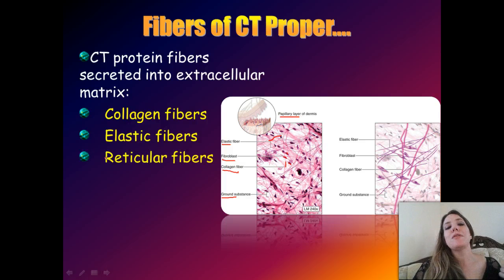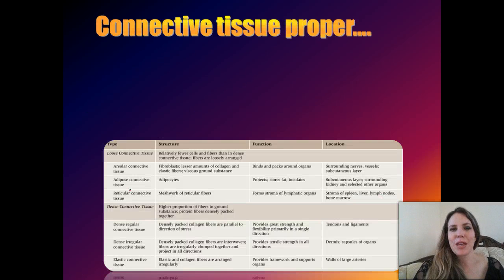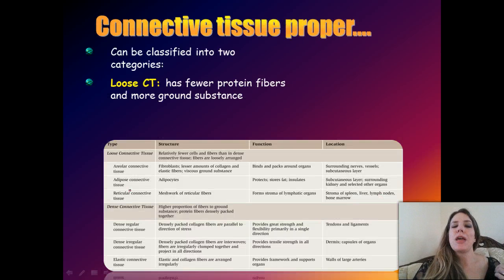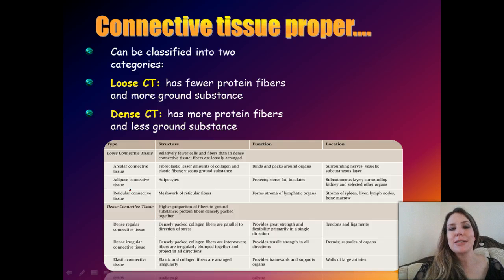So we have collagen fibers, elastic fibers, and reticular fibers, which are not shown here on this slide, but obviously reticular loose connective tissue would have lots of reticular fibers, and those are going to stain very, very dark. Okay, so again, we have loose connective tissue proper and dense connective tissue proper. Just to restate, loose, less protein fibers; dense, more protein fibers. Loose, more ground substance; dense, less ground substance.